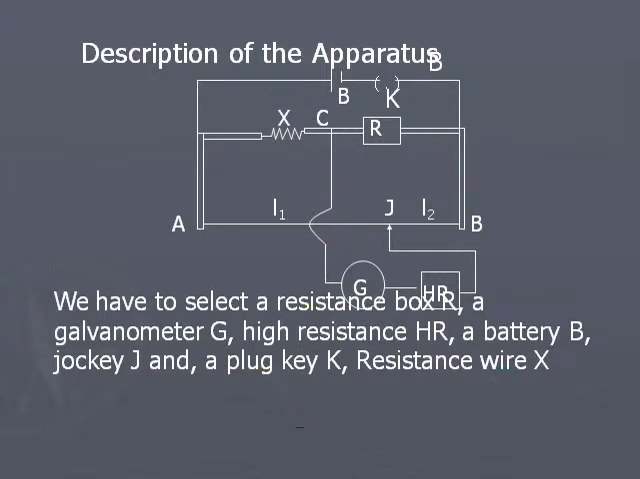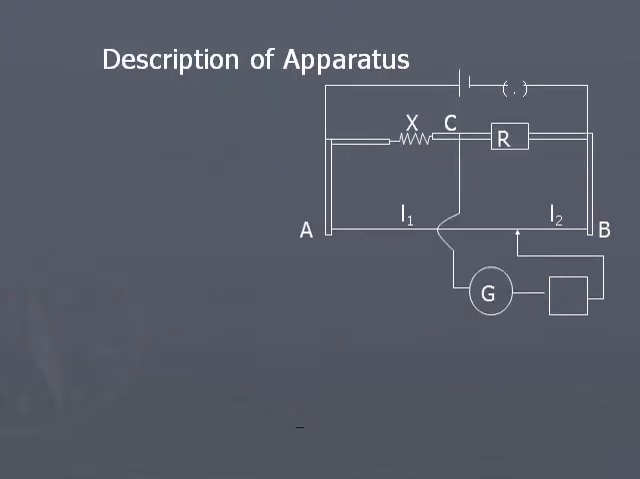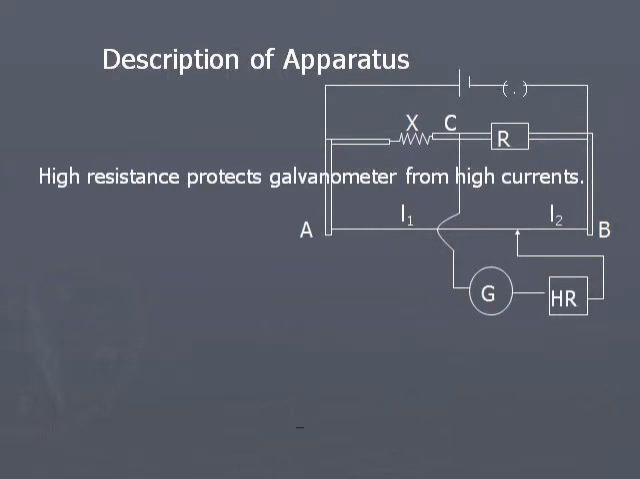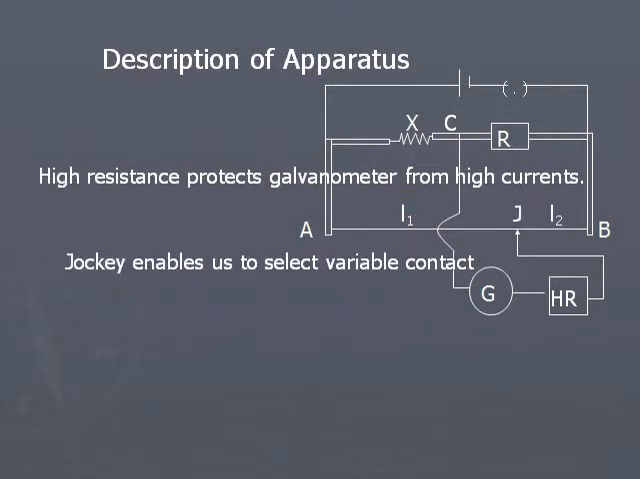The purpose of high resistance is to protect the galvanometer, to prevent high currents from passing through the galvanometer. High resistance is used in series with it. Jockey enables us to select a variable contact. We can press jockey on the bridge wire at any position. That gives a contact. So, to get a variable contact, we use a jockey.